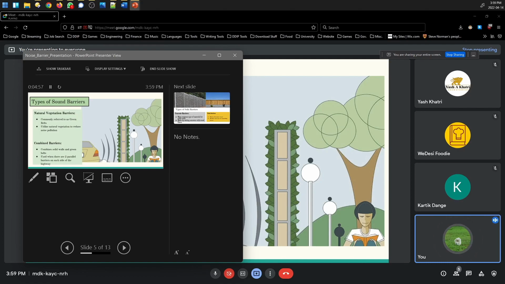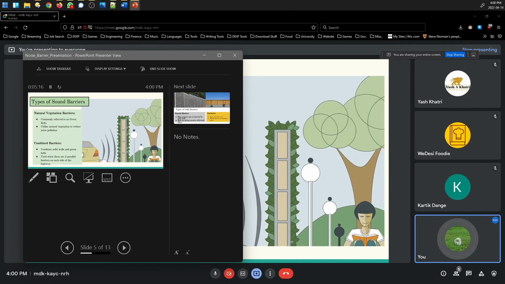Now, we also have certain natural vegetation barriers, referred to as green belts, where there are just trees and shrubs and bushes lined up continuously for the entire length of the road. And you can use natural barriers to reduce the noise pollution.